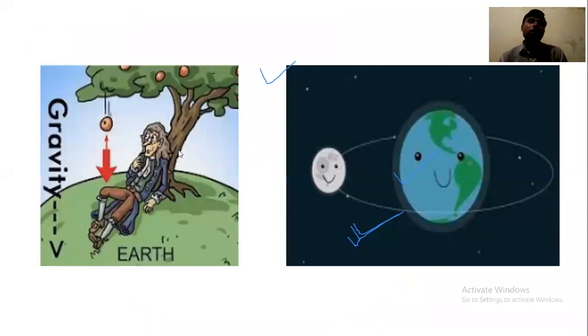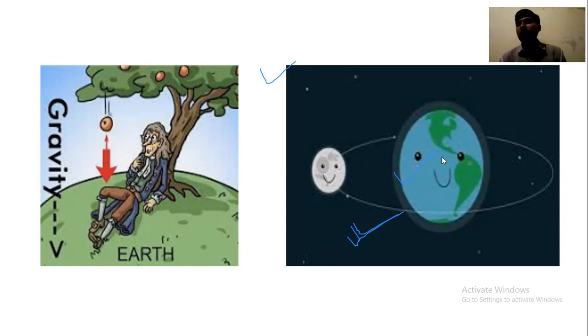First, we see that when the scientist Newton sat at the bottom of a tree, an apple fell on his leg. After that, he wondered why the apple was falling on the earth. After that question, he discovered there is some force that the earth has, and this force is the gravitational force. Due to this gravitational force, the apple falls on the earth.